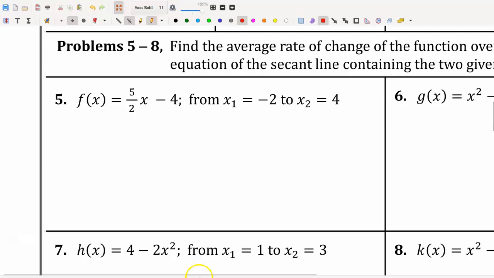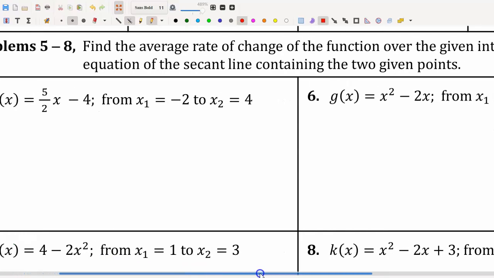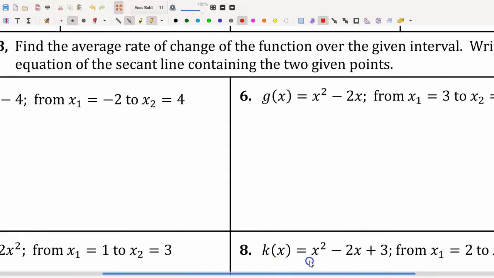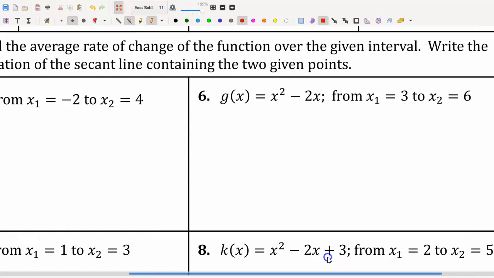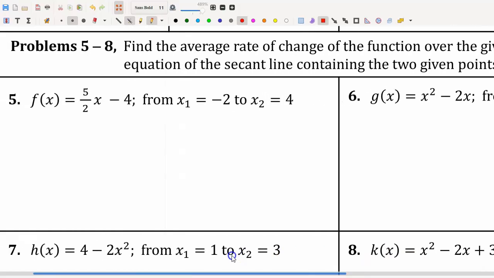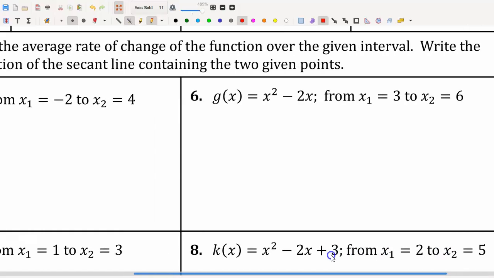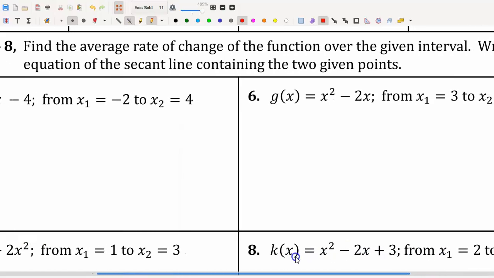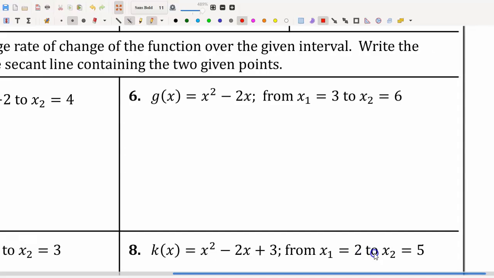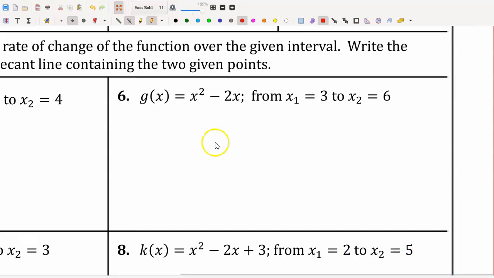Next is going to, again, find the average rate of change. It's going to give you different types of functions. Most of them are quadratic. They have a squared, so I'll do one of those. And so we always find the average rate of change. We're used to doing that. But this one also says find the equation of the secant line, okay, given 2 points. All right, so let's first find the average rate of change, and we'll talk about the second part.